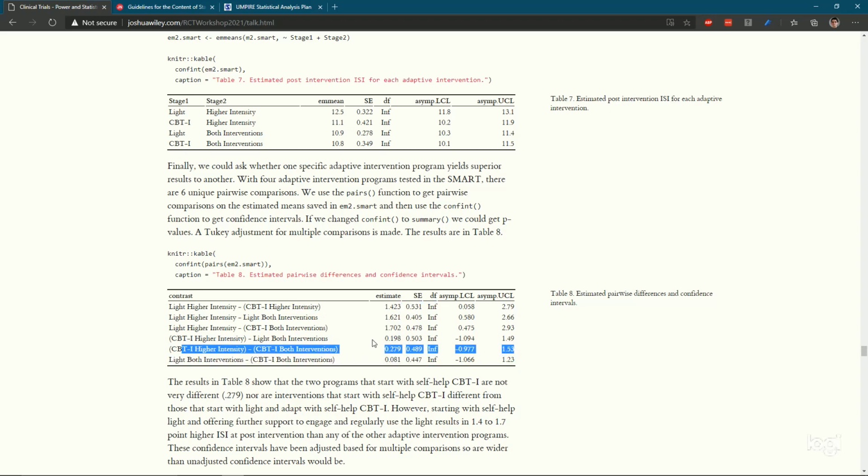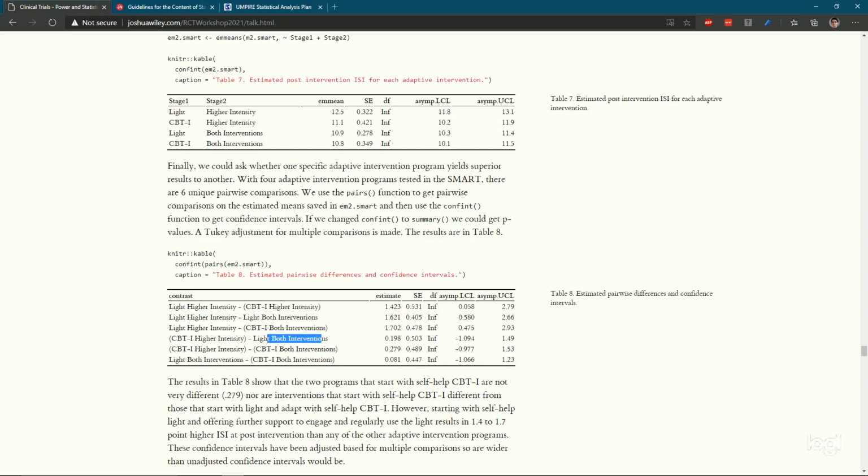There's a small difference, but it's a 0.28 difference in ISI units, and these will be directly in the units of ISI. So a 0.28 point difference in ISI, pretty tiny, not significant. Confidence interval includes 0. If we wanted the specific p-values, we'd use the summary function.